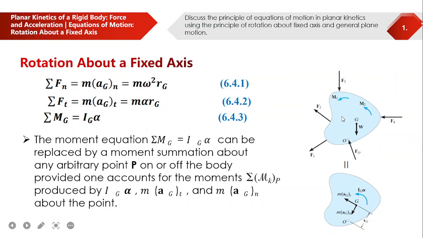The moment equation, the summation of all moments at point G equals I sub G times alpha, can be replaced by a moment summation about any arbitrary point P on or off the body, provided one accounts for the moments. That is the summation of all the kinetic moments at point P produced by I sub G times alpha, the tangential component of the force, and the normal component of the force about that point.